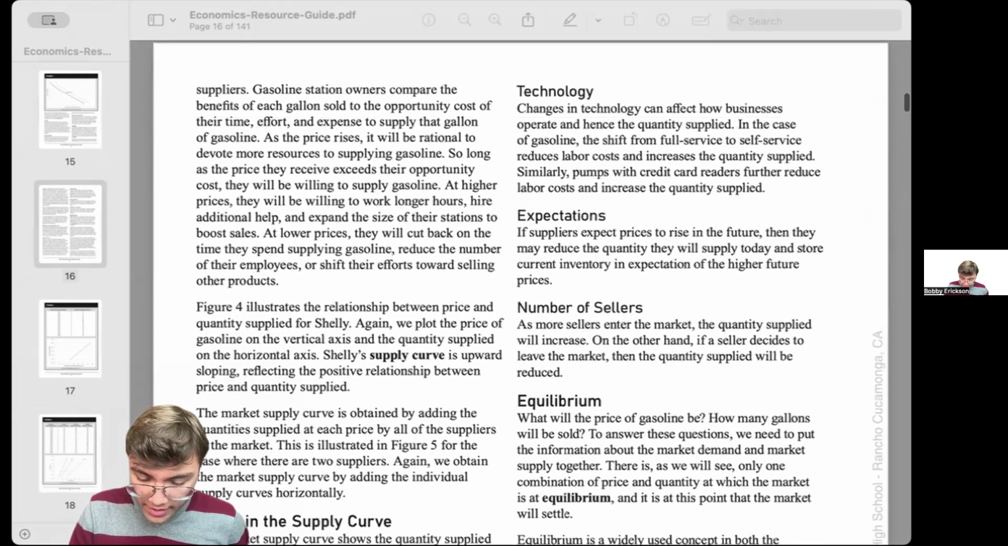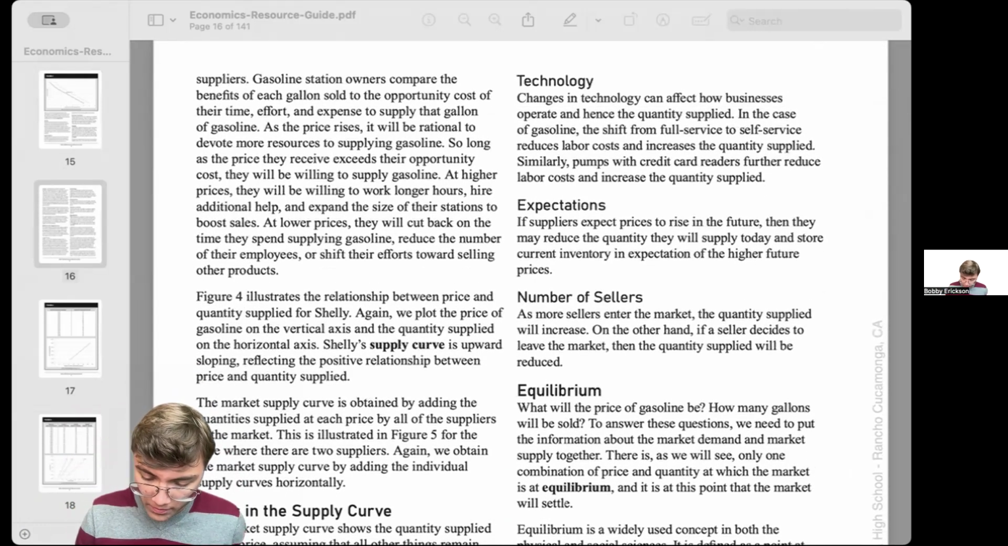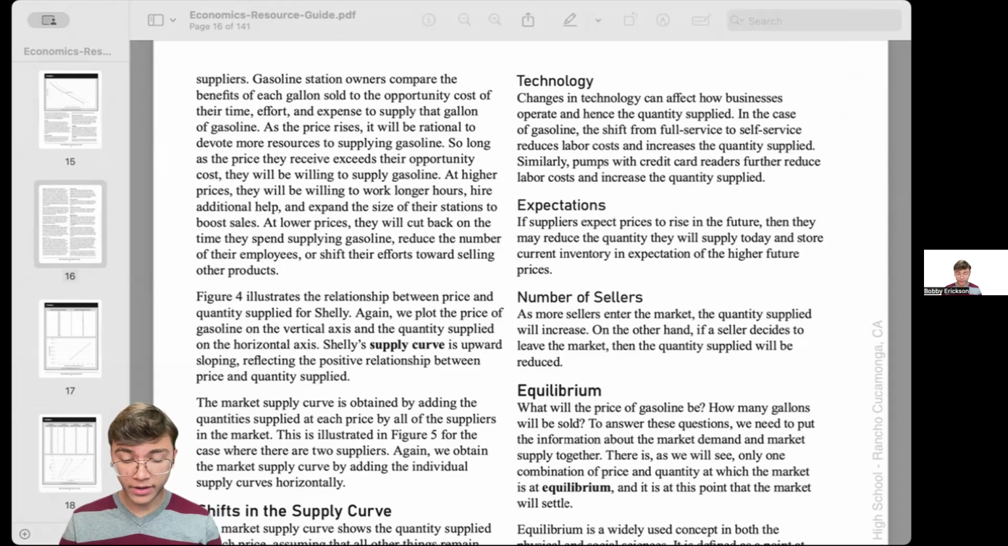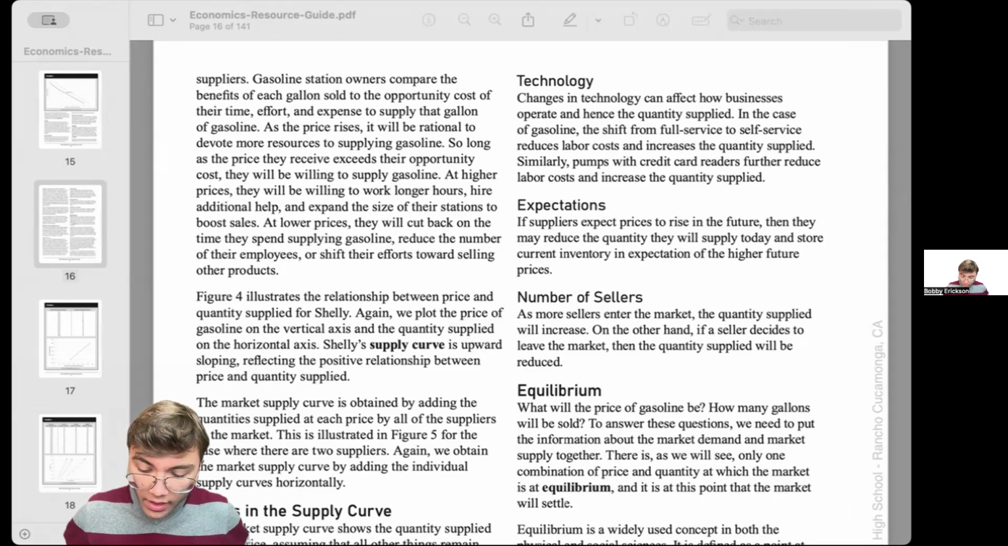So then we can talk about technology. If you have good technology, then you can reduce labor costs and thus produce more at a lower cost. And so this allows for an increase in the quantity supplied.